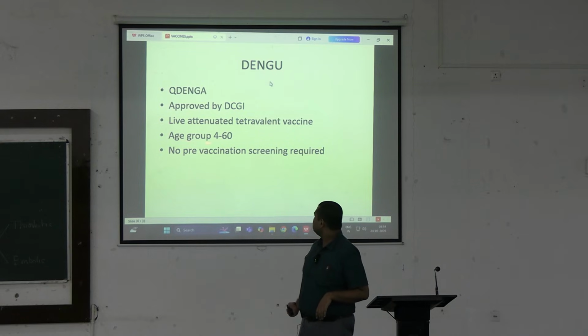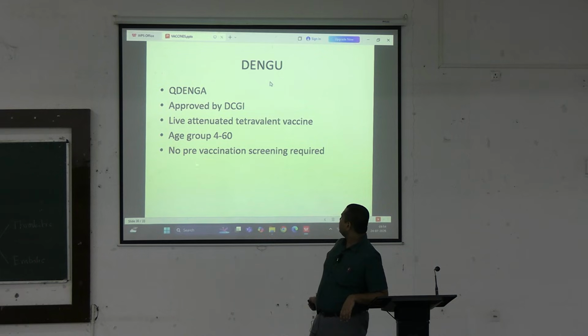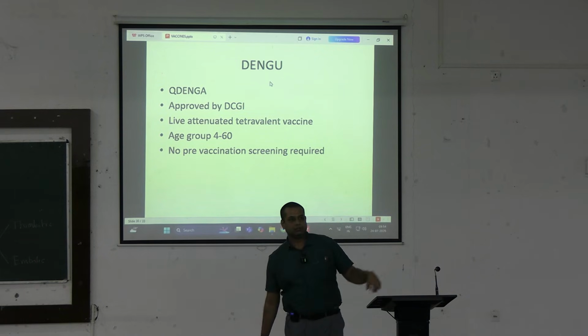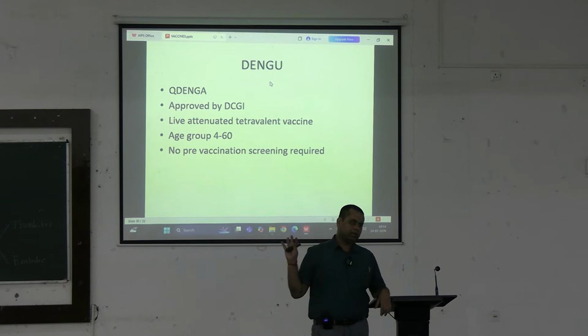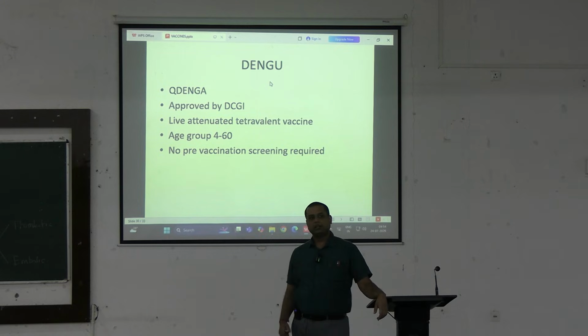Now this can be used in the age group 4 years to 60 years. No pre-vaccination screening is required. This is a plus point for this Qdenga. There are other vaccines also. I am discussing the most important one. Okay?